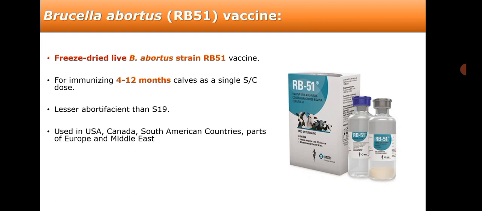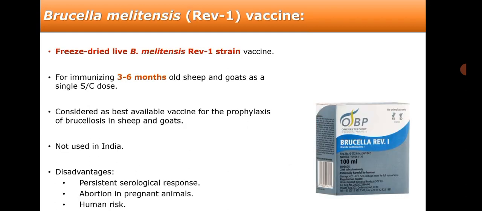Brucella melitensis Rev 1 vaccine. It is freeze-dried live Brucella melitensis Rev 1 strain vaccine for immunizing 3 to 6 months old sheep and goat as a single subcutaneous dose. It is considered as best available vaccine for the prophylaxis of brucellosis in sheep and goat, not used in India. The disadvantages include persistent serological response, abortion in pregnant animals, and human risk.